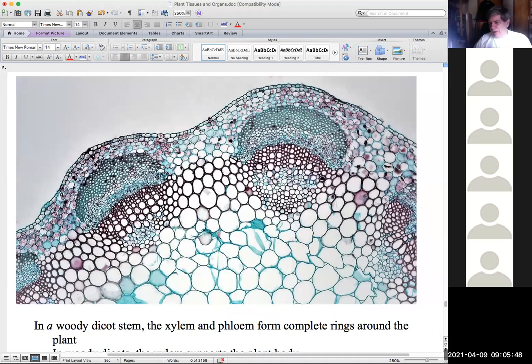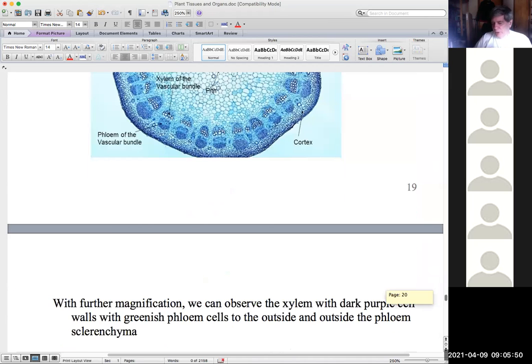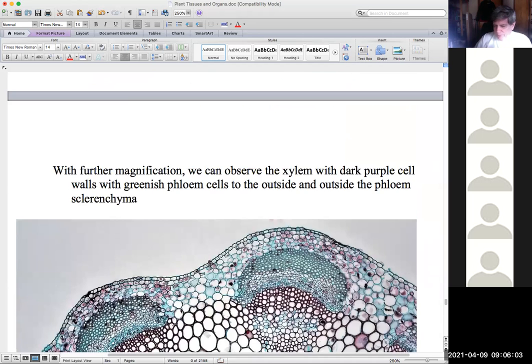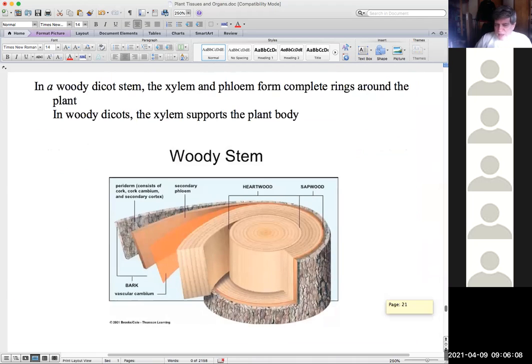So when we think about a herbaceous dicot stem, the vascular bundles are arranged in a single circle, and that circle is usually pretty close to the periphery, to the edge of the plant stem. Now, the other type of stem, which we've looked at once or twice, is a woody dicot stem. If we look at a woody dicot stem, the key is that the xylem makes complete circles around the stem. The xylem is the material that we call the wood in a woody plant.